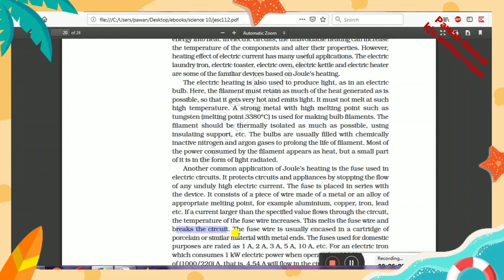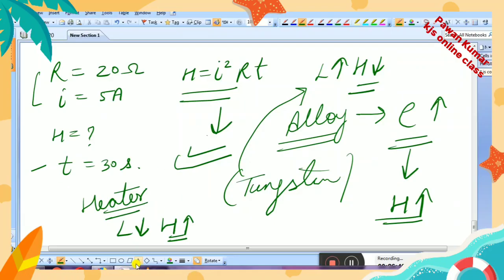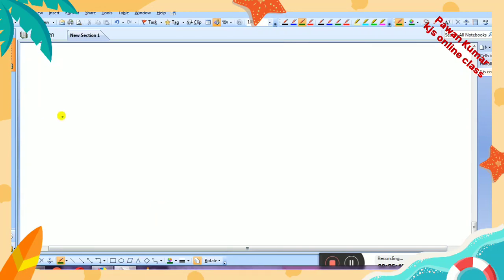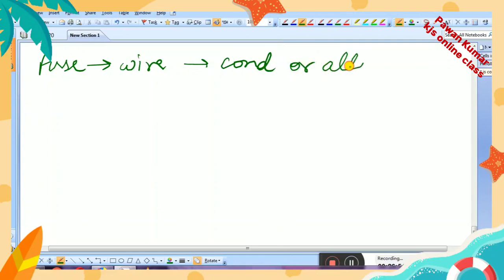And if the circuit is broken, you know that electric current will not flow, because to flow electric current we need a closed and continuous path. So what is the working of fuse here? Children, the working of fuse is, fuse carries a wire. Wire could be of conductor or alloy.